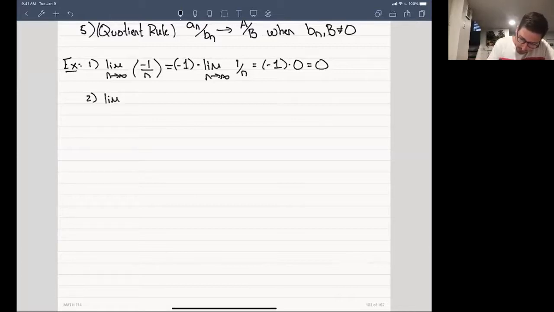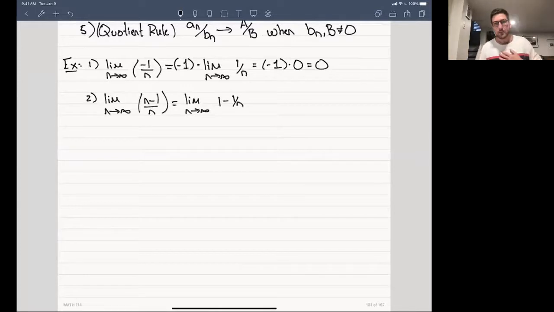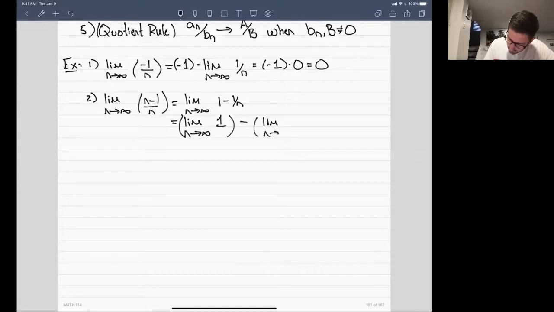Similarly, in the previous video, I used this example right here to demonstrate convergence. The way that I did it is I distributed the denominator, so I get 1 minus 1 over n here. Then I can break this up using the difference rule. So the limit as n goes to infinity of 1 minus the limit as n goes to infinity of 1 over n. And now these are both limits that we computed in the previous video.